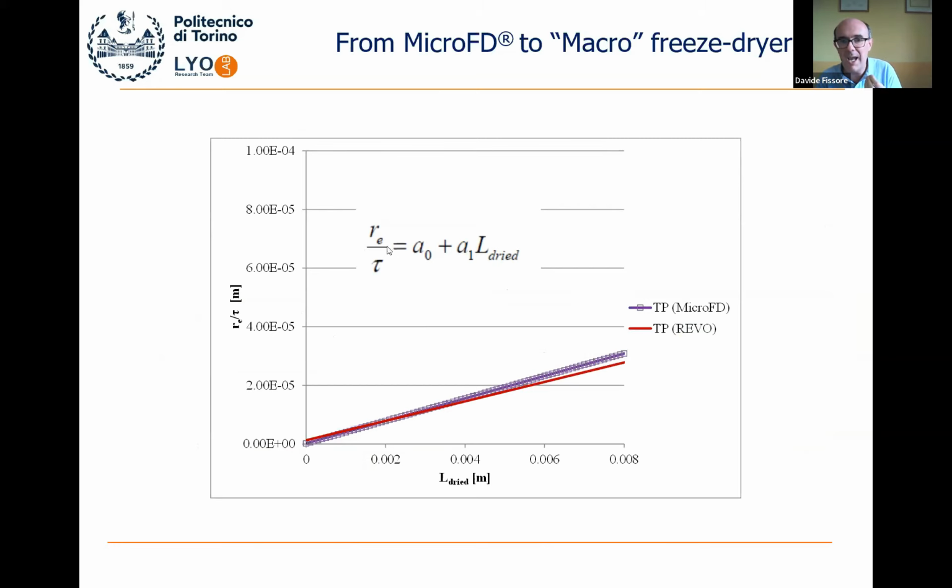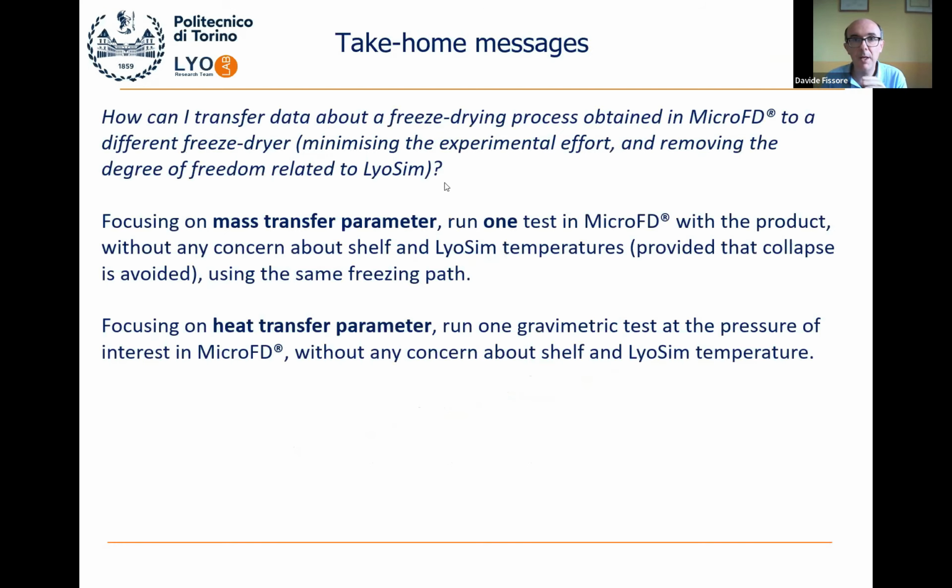Here is the trend of Rp over L, so the parameters A0 and A1, that I obtained in MicroFD and in Rivo. They are almost coincident. So in the two equipment, the temperature was different, drying time was different, but if I properly use the experimental data, I get something very, very useful. So, what are the take-home messages?